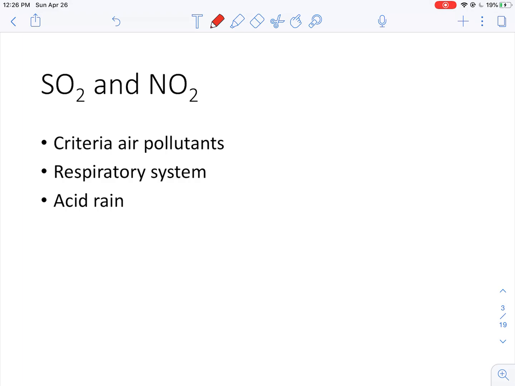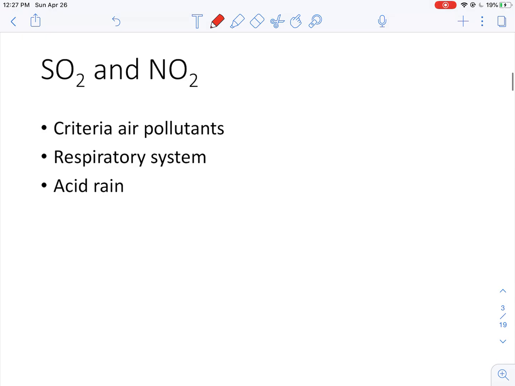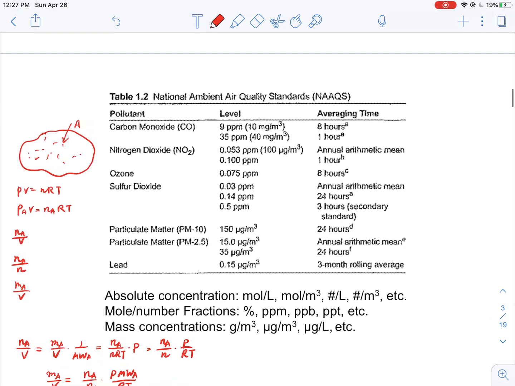In this class, we're going to talk about sulfur dioxide and nitrogen dioxide. We know that both of them are criteria air pollutants, right? They're emitted in large quantity, but also they're toxic to our respiratory system, and they have the ability to form acid rain. Before we further introduce the sources or the control technology of sulfur dioxide or nitrogen dioxide, we need to continue our discussion on unit conversion.